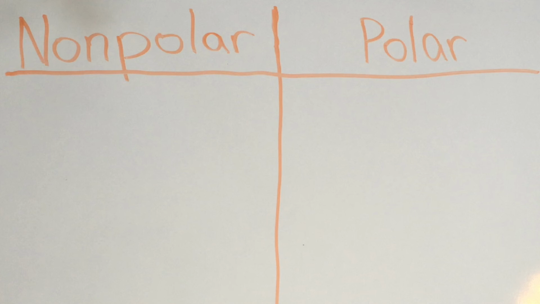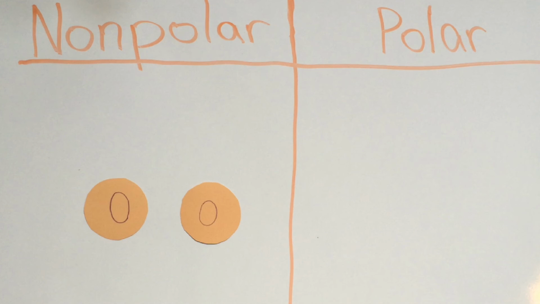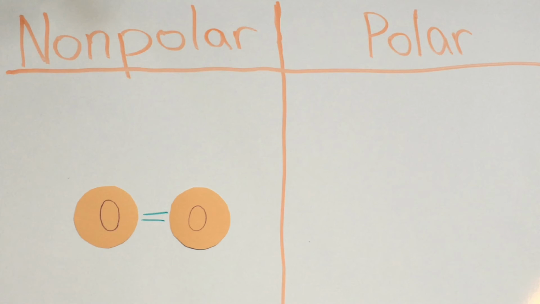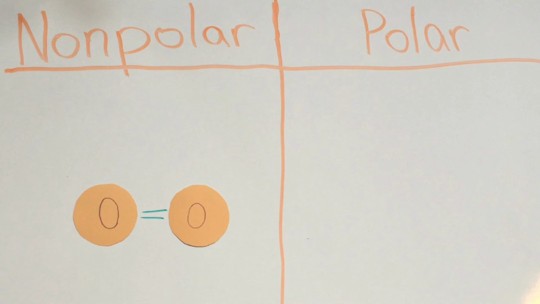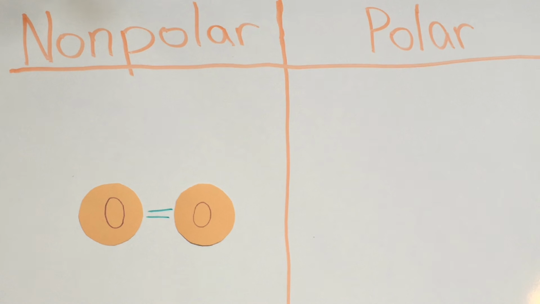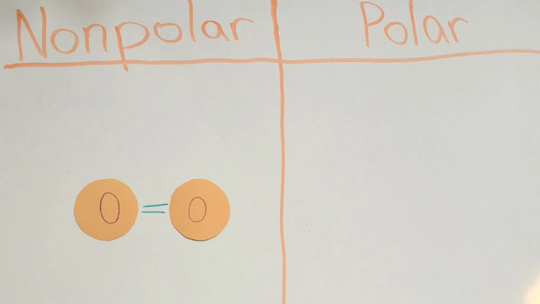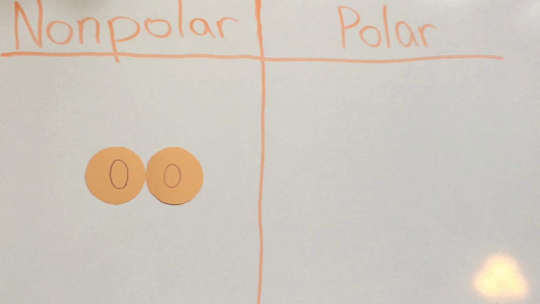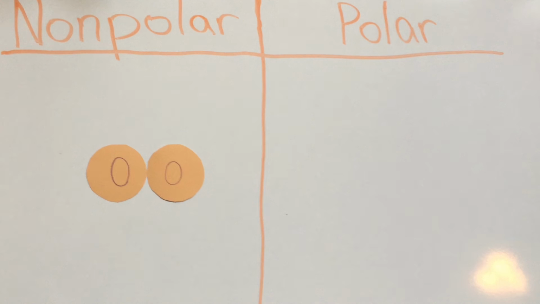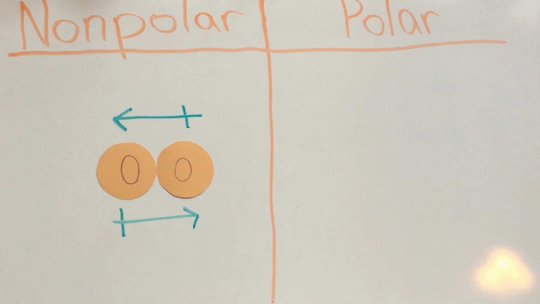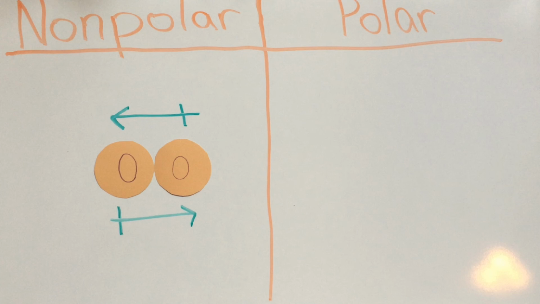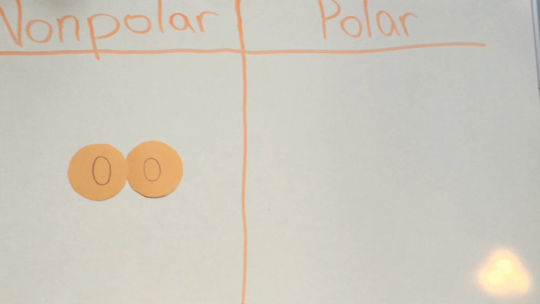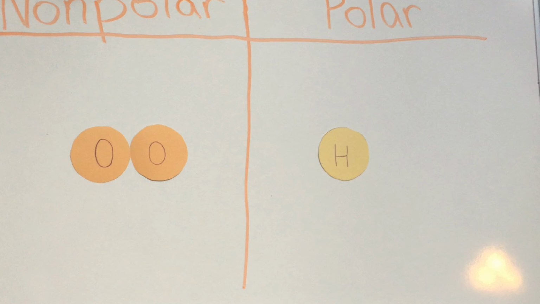There are two types of covalent bonds. Nonpolar covalent bonds are formed with two atoms of similar or the same electronegativity, and the electronegativity difference is less than 0.4. In this case, two oxygen atoms form a nonpolar bond. They have equal electronegativities, so the dipoles of both atoms cancel out. Due to the nonpolarity, it is not soluble and is thus a poor conductor.